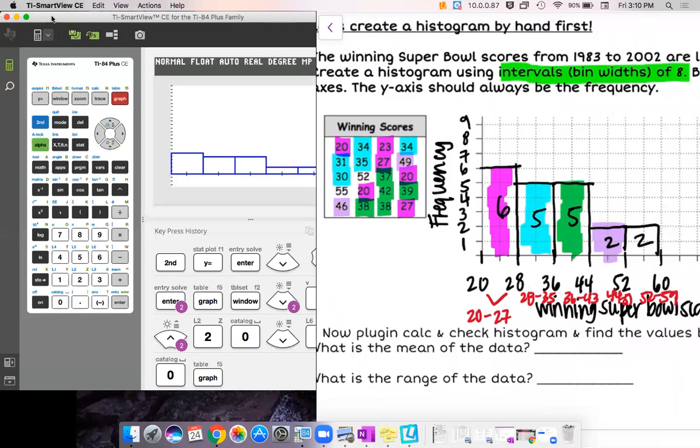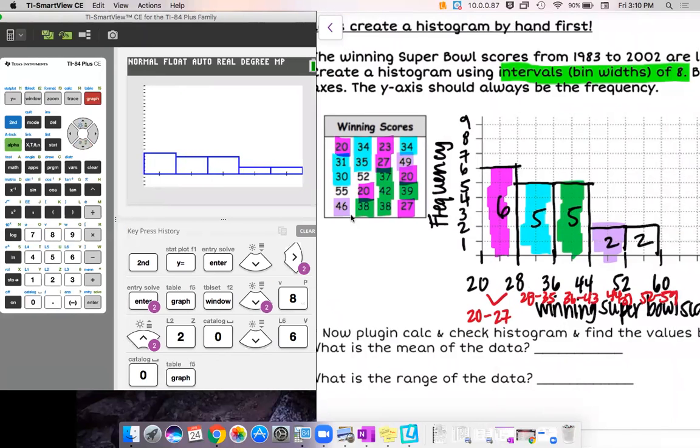So if I do look, I can see that they look like they match. And then I can also click trace and it'll tell me that I have 6 data pieces that are less than 28, which is what we had over here. And then if I arrow over, you've got 5 data pieces that are less than 36. You've got 5 that are less than 44, which is what we had. And then you had 2 in these other bars. So then that means I did this right and it matches.